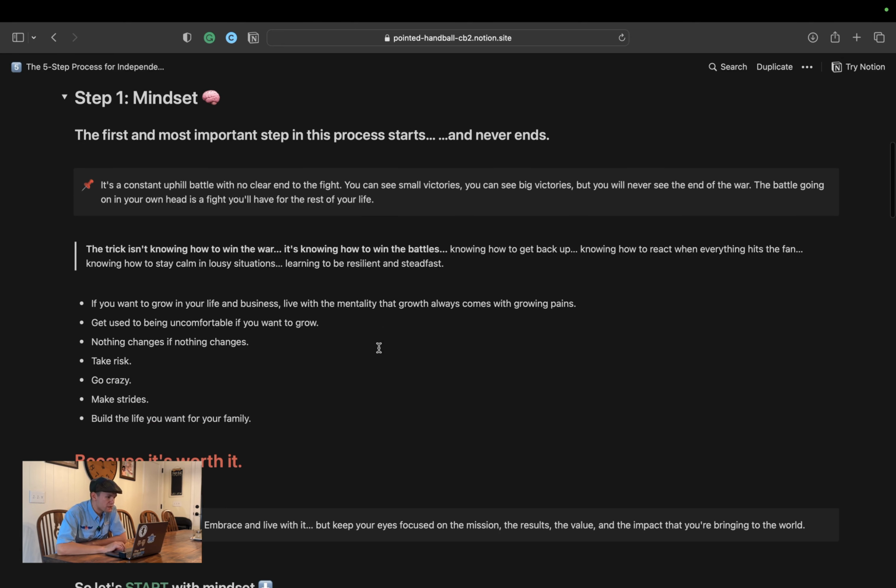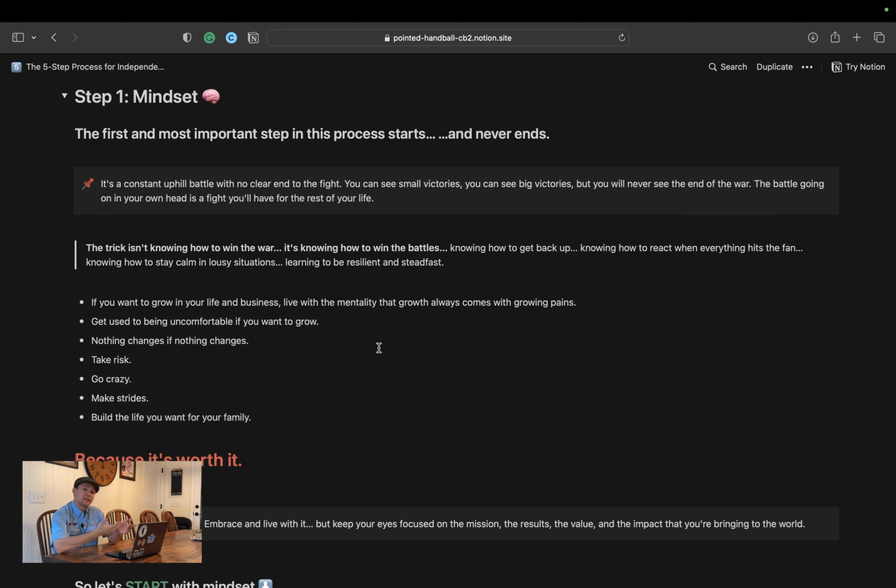So mindset is really the biggest and most important step in this 5-step process. It's the step where everything starts, continues, and ends. It's always going back to mindset. It's a constant uphill battle, really, because you're always going to be fighting yourself, getting in your own head. The trick with mindset isn't knowing how to win the war, it's knowing how to win the battles and knowing how to get back up and just keep going when everything hits you and pulls you back down.